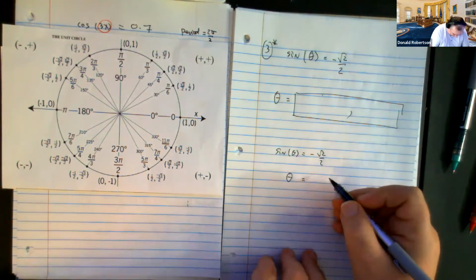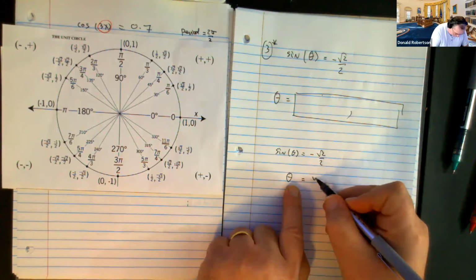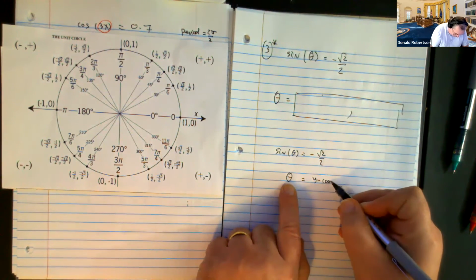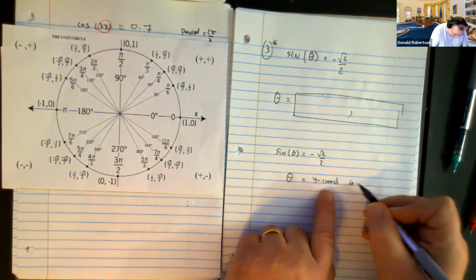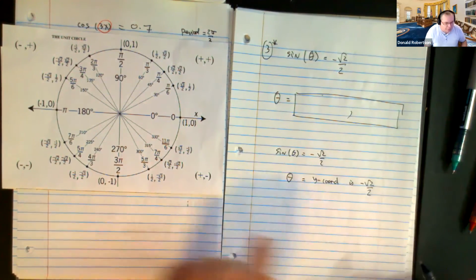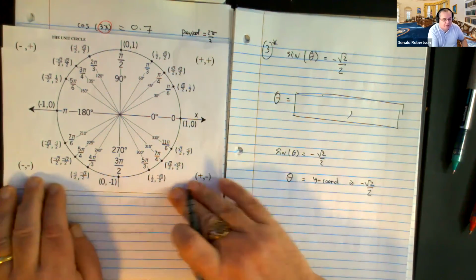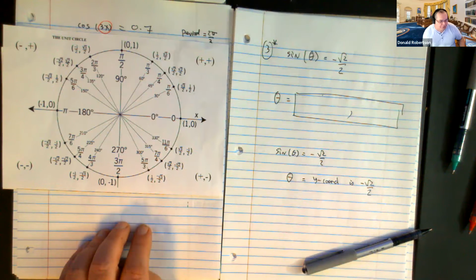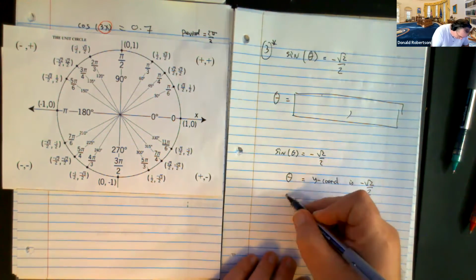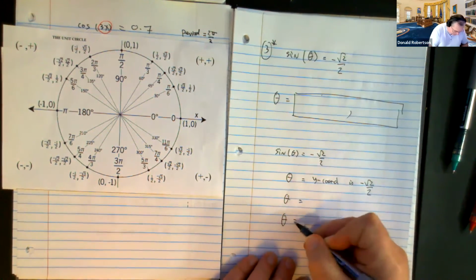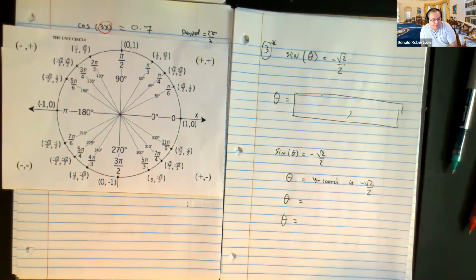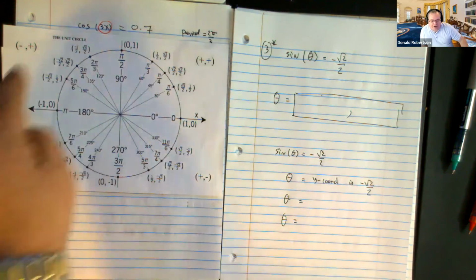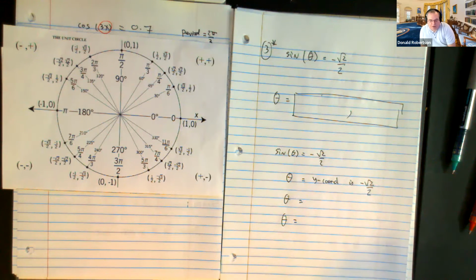Theta then, right, is any angle, I should say, whose y coordinate is negative root 2 over 2. Well, if I use my unit circle and I look for an angle whose y coordinate is negative root 2 upon 2, there's two of them, can you find those two guys for me? What angle in radians in the unit circle has a y coordinate of negative root 2 upon 2?